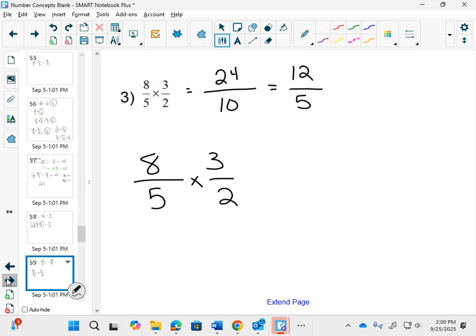Can you simplify 8 over 5? Anything you can divide both of them by? No. What about 3 over 2? No. Start working on diagonals. 3 and 5? No. 8 and 2? Yes, they both divide by 2, so I'm going to take out my purple pen. If I divide this one by 2, I get 4. If I divide this one by 2, I get 1. And now I have 4 times 3 on the top and 5 times 1.